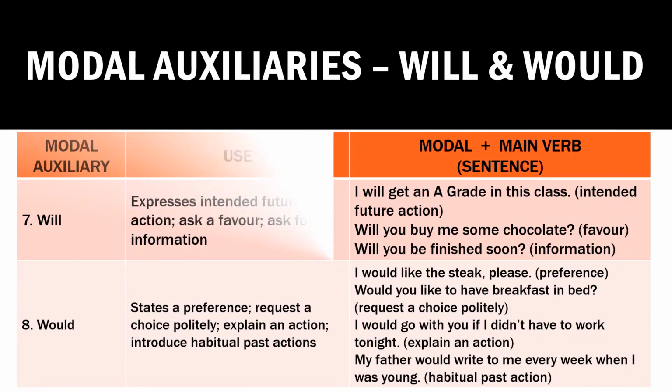The next two modals, will and would. Now, will is used to express intended future action, some action that is going to take place in the future, like shall. It is used to ask for a favor, ask someone to do something for you, or when you ask for information. Like, I will get an A grade in this class.